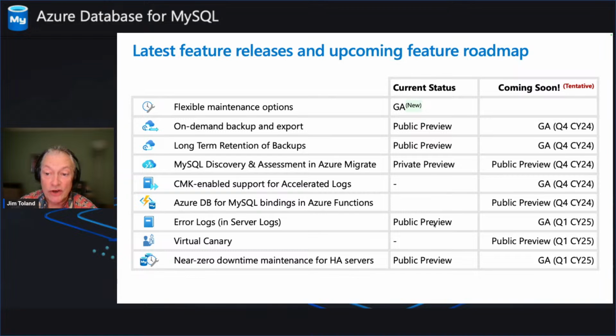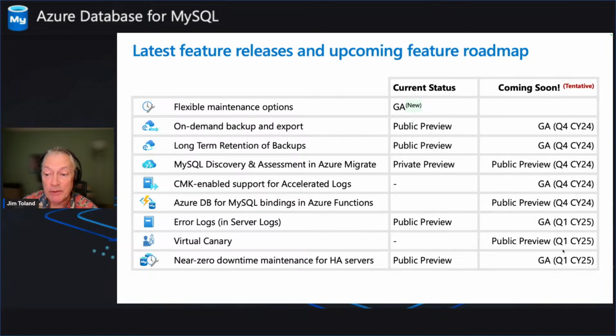Next, error logs in server logs, now in public preview. This feature provides you with the option to view and download error logs under the server logs option for up to 7 days to analyze and troubleshoot issues. The plan is to have it generally available early in Q1 of next calendar year, 2025.